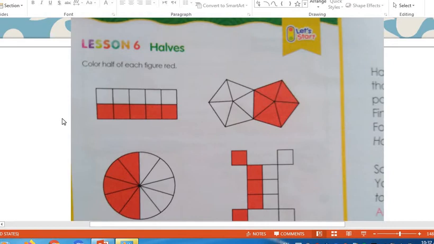Okay, when measuring length, we can use a line to divide a shape into halves. Okay, now color half of each figure red. Look at the figure.